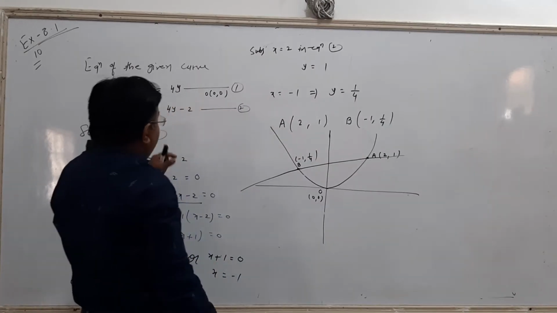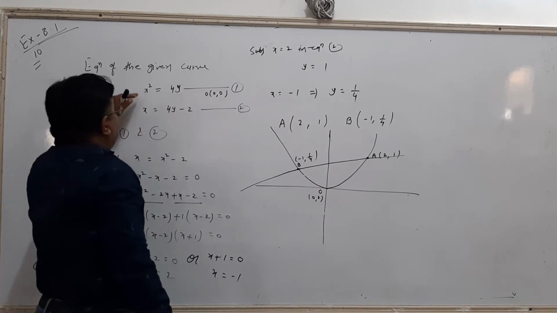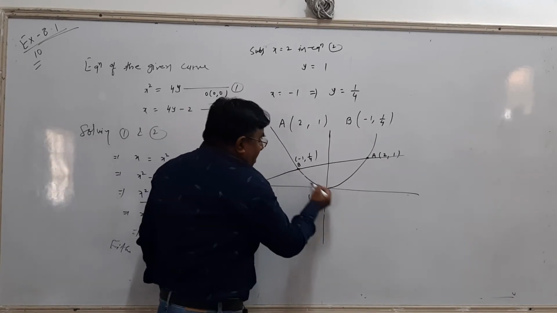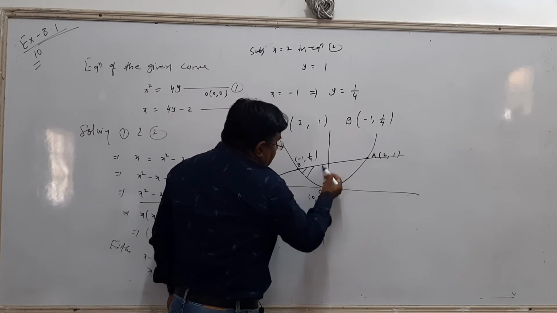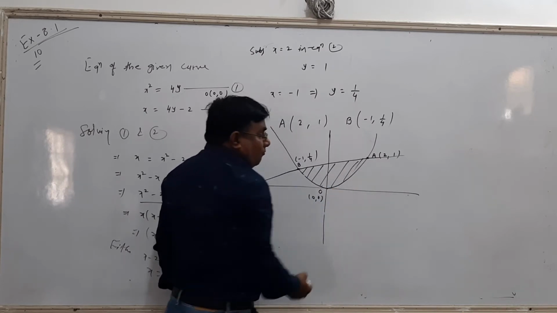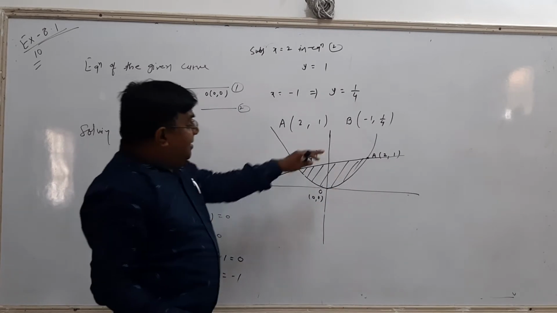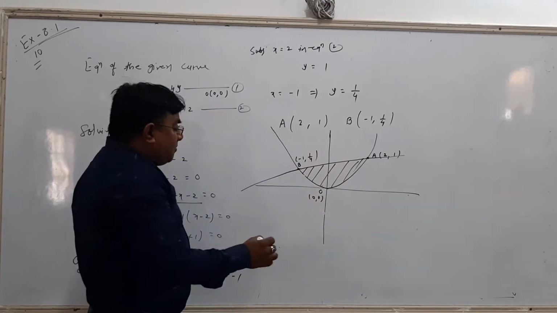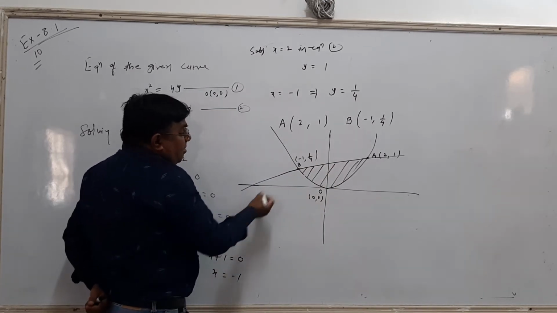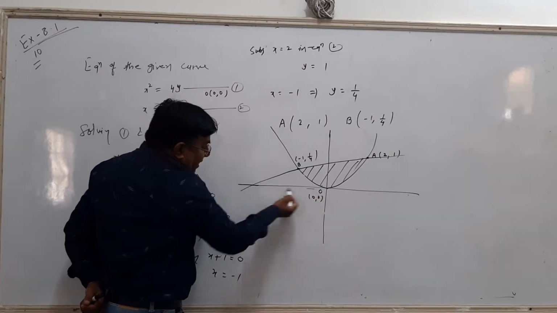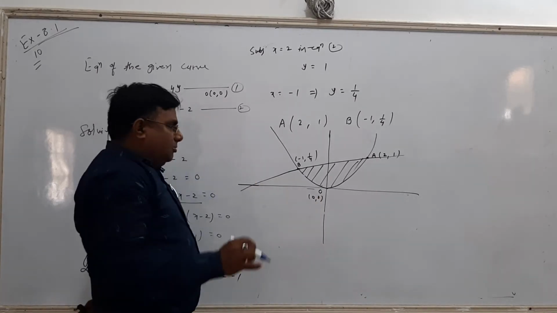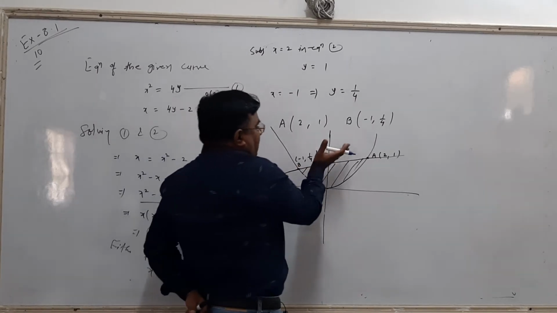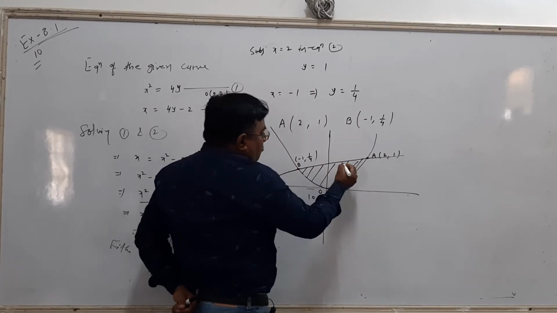Now find the area bounded by the parabola and the line. That means this shaded region. Find the area bounded by line and parabola. Suppose the exam question asked to find the area bounded by the line, parabola and x axis, then it would be this portion. But this question asks for the area between line and parabola. Right? Now draw the strip.